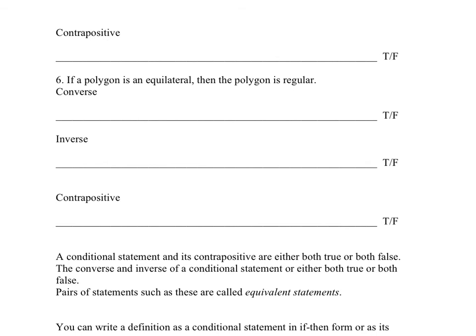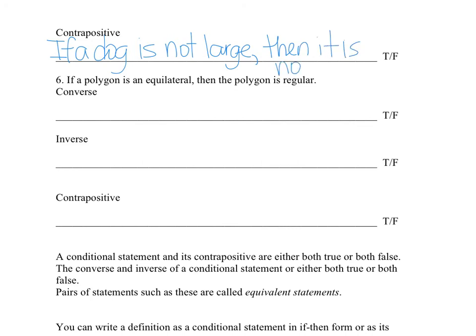And a contrapositive is both flipping and negating. So you have to recall what was on the prior page. So this would be taking the converse and negating it. If you don't have a large dog, then you don't have a Great Dane. That is true.